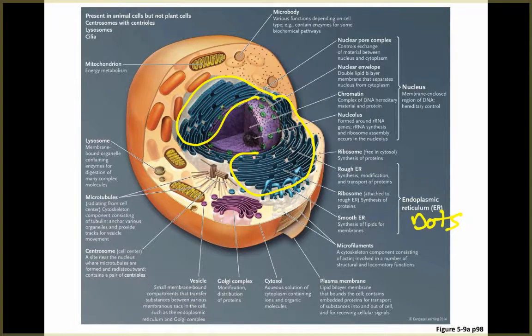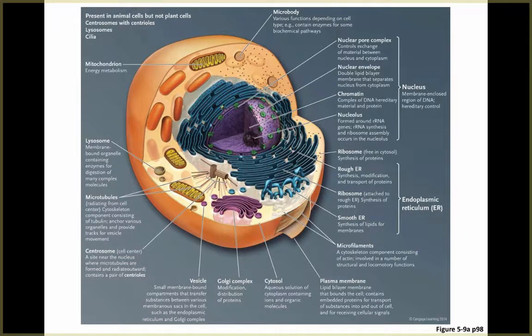The little dots that you see here and all throughout are ribosomes, and ribosomes allow you to make proteins. If you look out here, there are ribosomes there as well. Those are free floating. Depending on whether the ribosomes are on the ER or free floating, the proteins go different places.